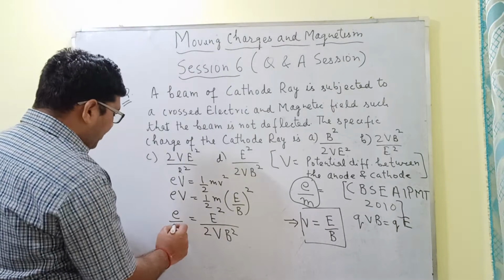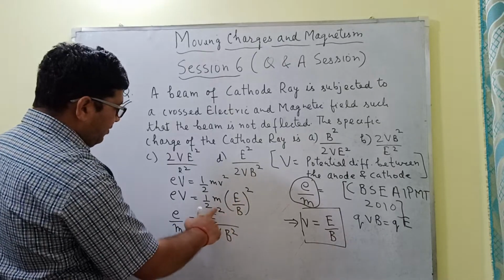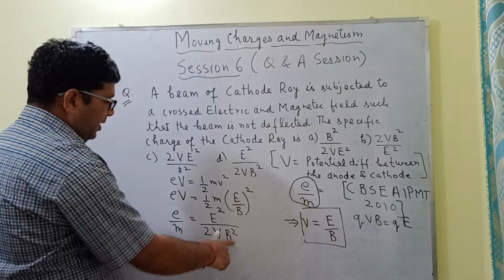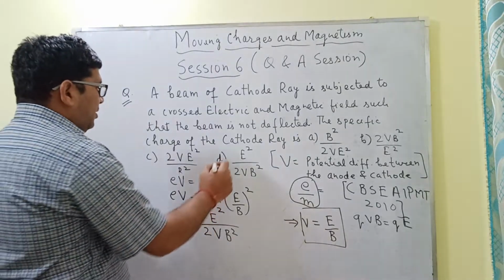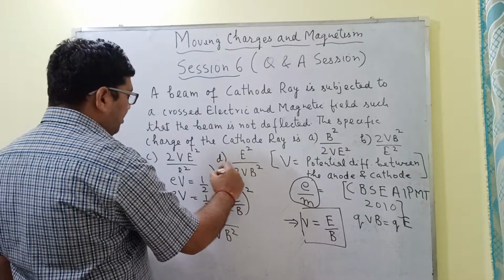So in this way we have got the value of e upon m, which is equal to E square divided by 2VB square. So the correct option is D, that is E square divided by 2VB square.